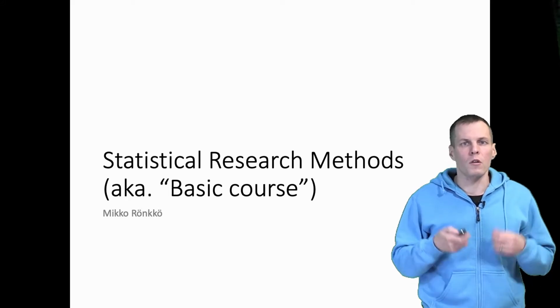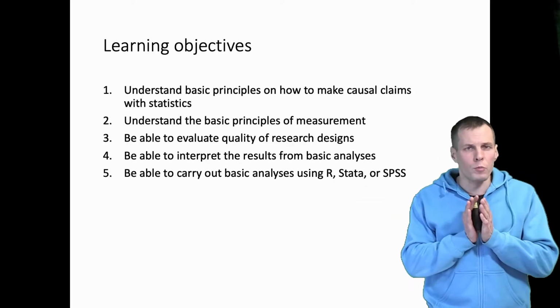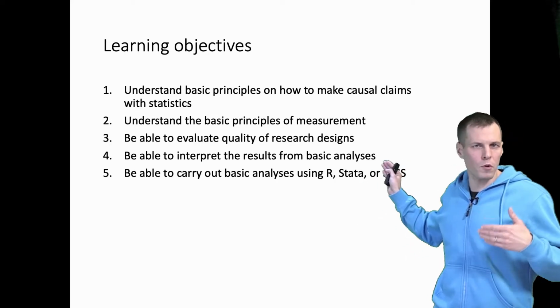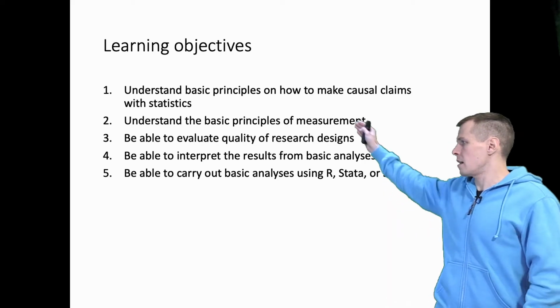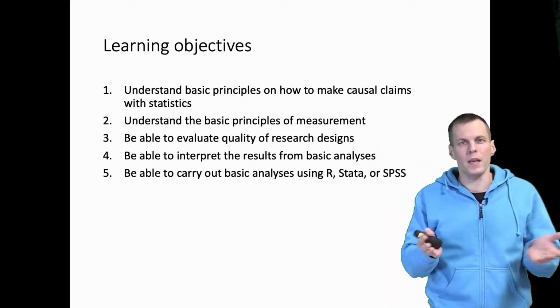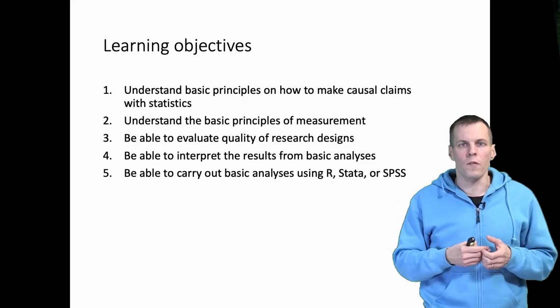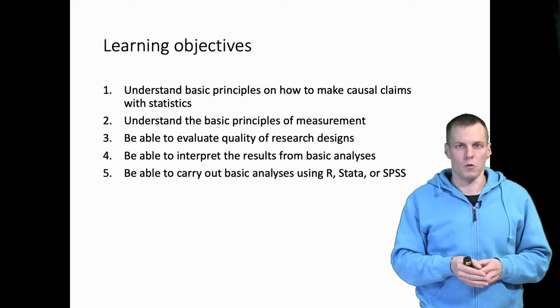Let's take a look at what the course is about. So during this course we have a couple of learning objectives. After this course you should understand the basic principles on how we make causal claims using quantitative data and statistical analysis. So we want to make claims such as naming a woman as a CEO causes the firm to be more profitable, instead of that being a mere association.